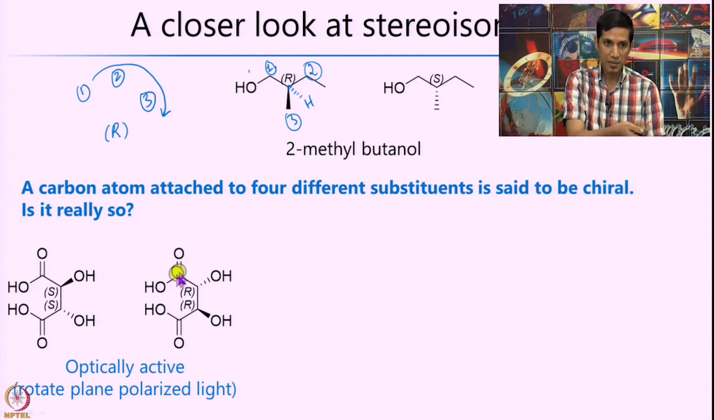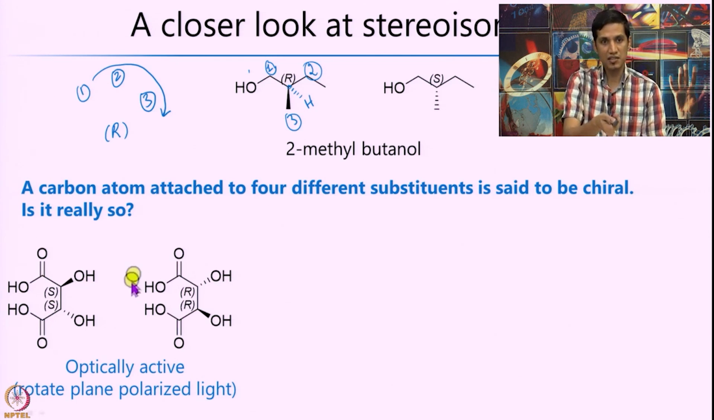Here is an example called tartaric acid. This was the first derivative studied by Pasteur, around the 1850s, and what he observed is that there are 2 forms. One form rotates the plane of polarized light along one direction, and that is why we call it optically active, because it rotates the plane of polarized light.